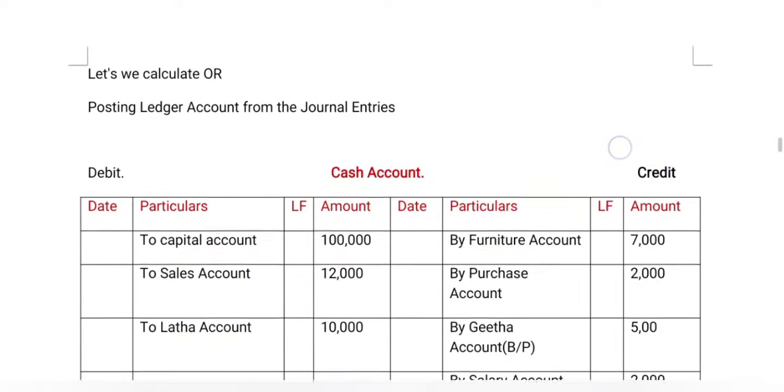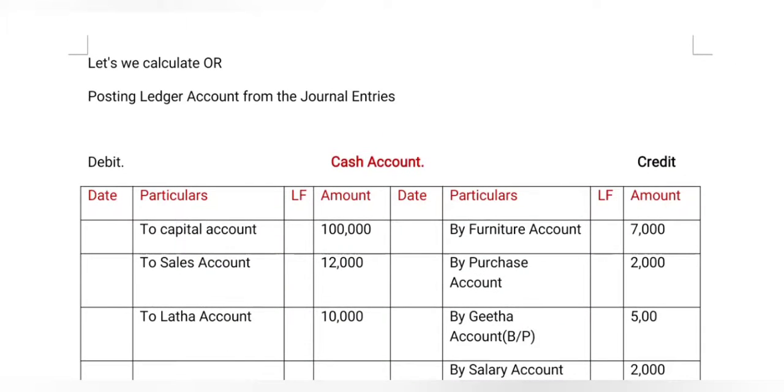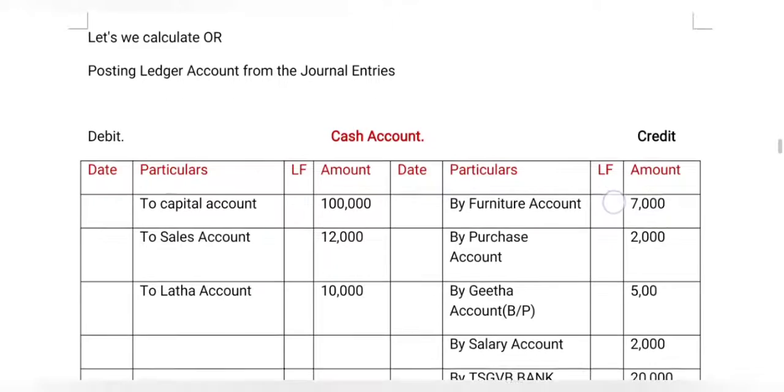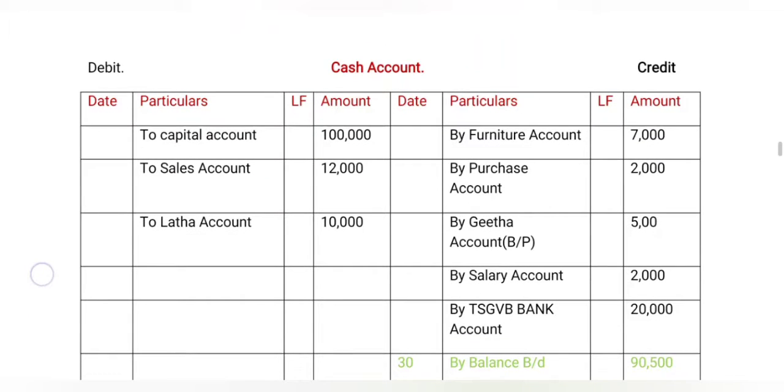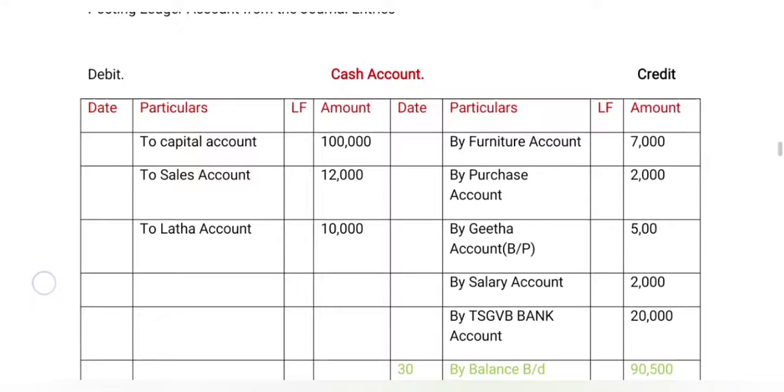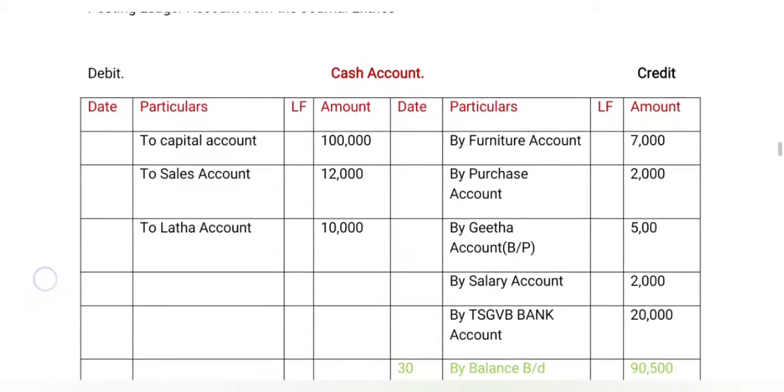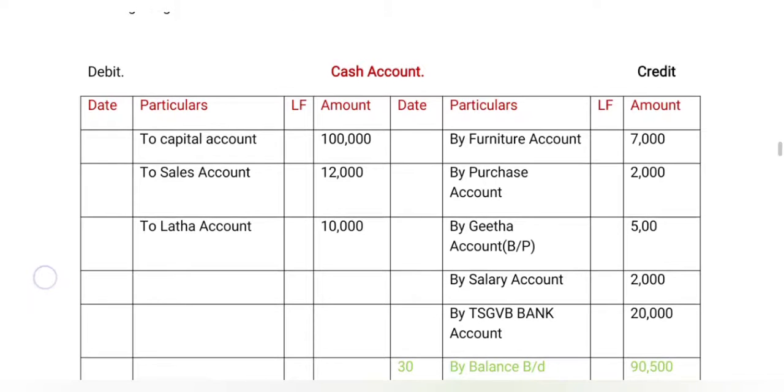Here we calculate our posting ledgers from the journal entries. First, we decide to find all transactions related to cash. For example, observe the first entry: cash account debit to capital account. Cash account is debit, so we take it on the debit side to capital account, and the rest is the same.